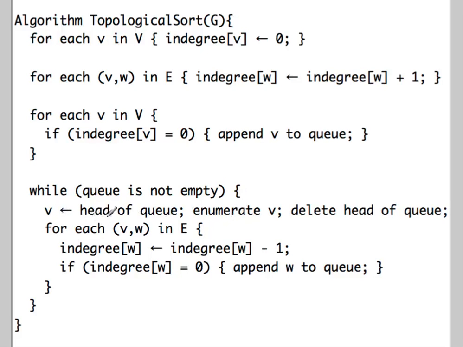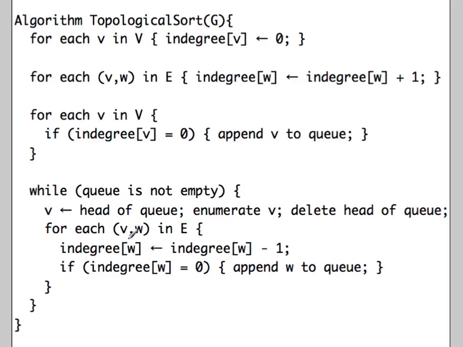So currently V is in the queue, it's a source vertex. We enumerate it, delete it. So we never look at it again. But when we delete it, we also have to update the graph. This graph no longer has V, so for every edge VW, we have to discard this edge and decrease the in degree of W. Right?